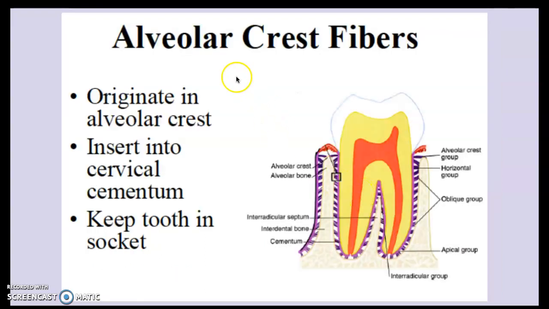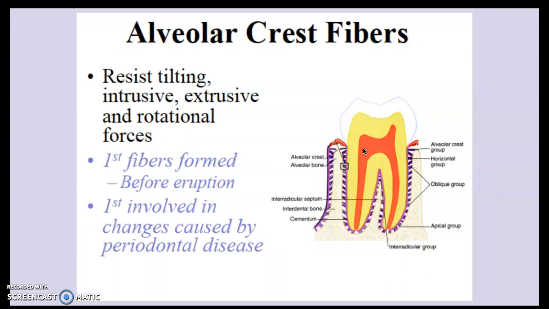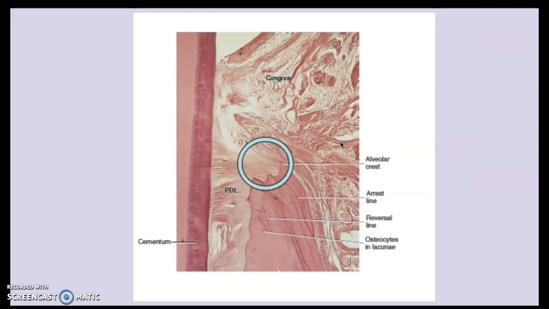So alveolar crest fibers, which are located right here, these originate in the alveolar crest. They insert into cervical cementum and they keep the tooth in the socket. They resist tilting, intrusive, extrusive, and rotational forces. These are the first fibers formed before eruption, but they are also the first involved in changes caused by periodontal disease because they're right there. And this is the alveolar crest.